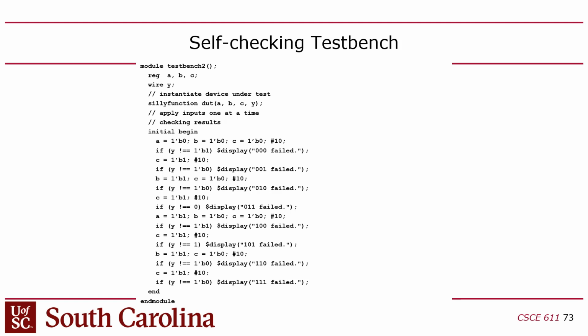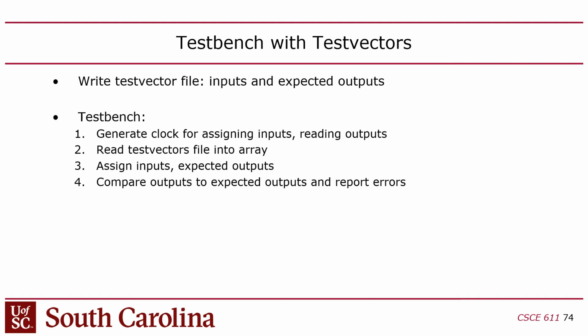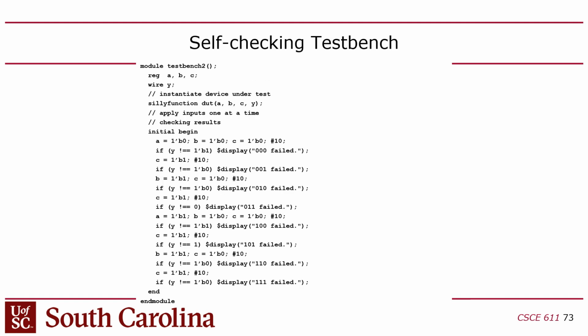1, 2, 3, 4, 5, 6, 7, 8. It looks like 8 test cases, which makes sense. There's 3 bits input and 2 to the 3rd power is 8, right? So like 8 times 10. So you'd have to run this for 800 time units because it does a fully exhaustive set of input values. Okay, now the problem with this, of course, is that you have to hardwire this stuff in here. You have to hardwire the inputs and the expected outputs, which that's not practical.